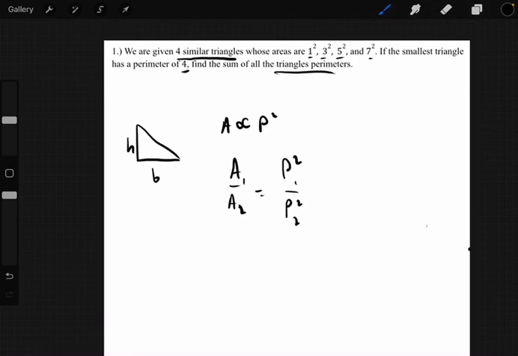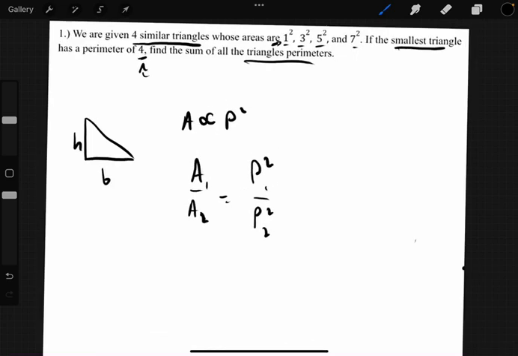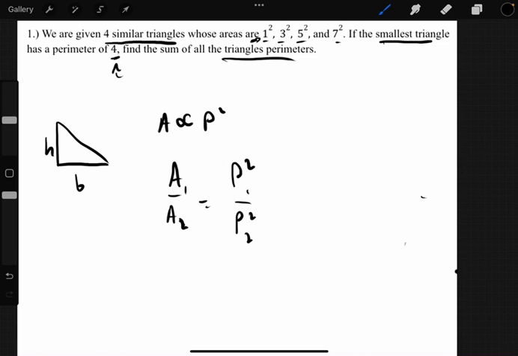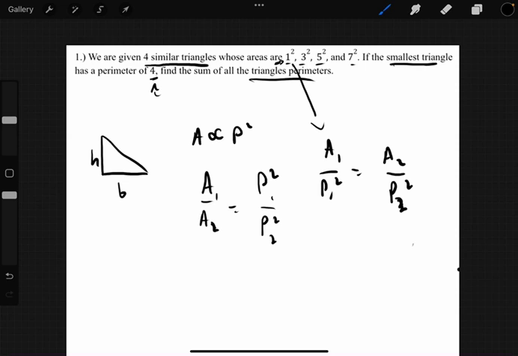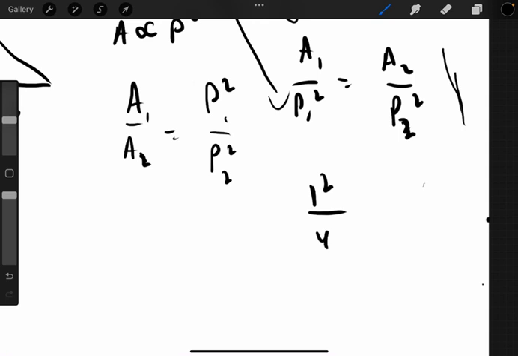Now, we know that because the smallest triangle has an area of 1 squared, and the smallest triangle also has a perimeter of 4, we know that our first equation will be... I'm actually going to first rearrange this to A1 over P1 squared equals A2 over P2 squared. I think it might be easier to follow. So our area 1 is 1 squared over 4. Oh god, that does not point the right direction. Anyway, over 4. And what I want you to notice is the fact that 4 is actually 2 squared, which makes it nice.